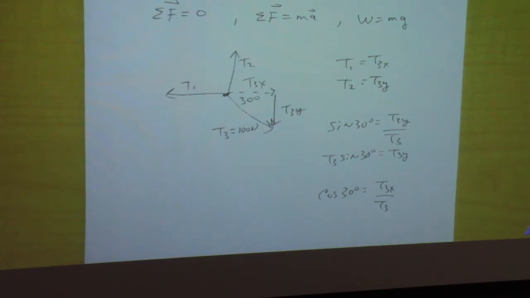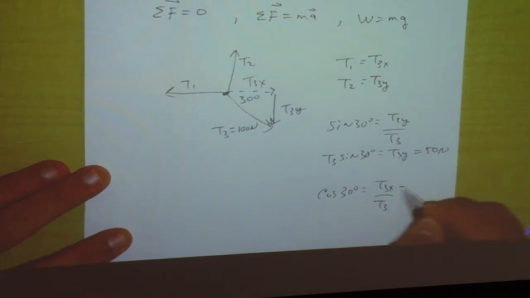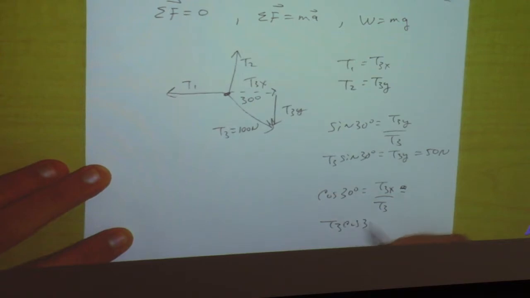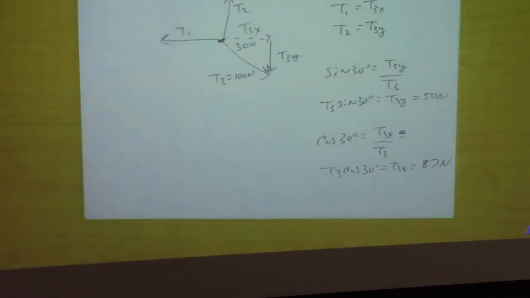That's one that'll save you some time in your life if you know it, at least in physics. Sine of 30 is a half. So this turns out to be 50 newtons. Whoops. And then T3 cosine 30 is T3 in the x. So cosine of 30 is the square root of 3 over 2, which turns out to be 0.866 or so. So this is about 87. Or you could use your calculator if you don't remember those. The sine of 30 is an easy one to remember though.